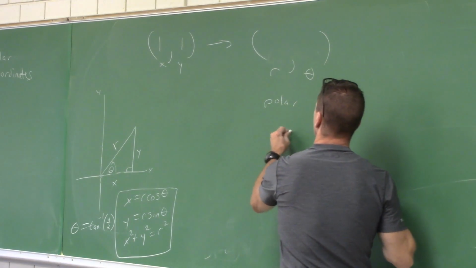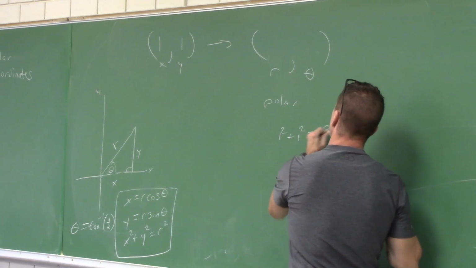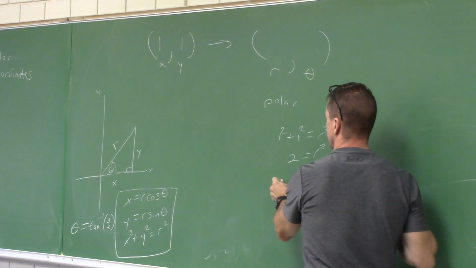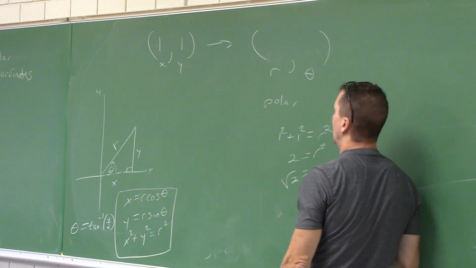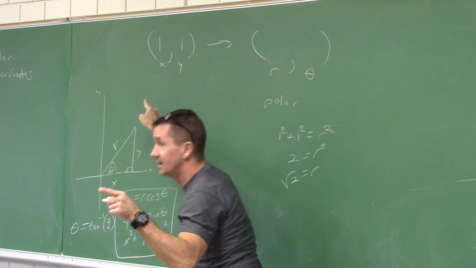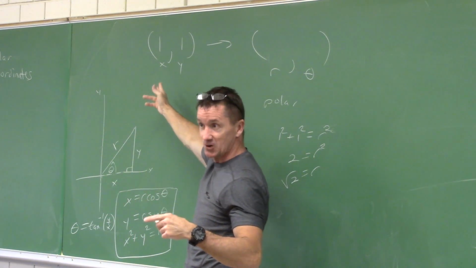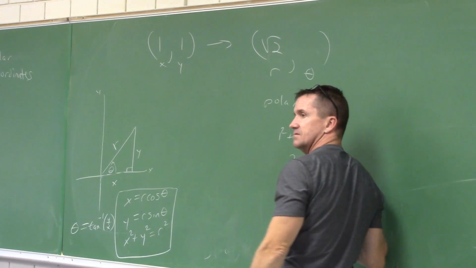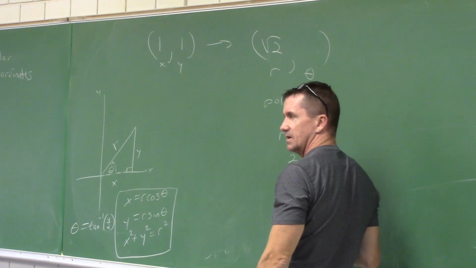So 1 squared plus 1 squared equals r squared. R squared equals 2. R would equal plus or minus a what? Square root of 2. Now I said plus or minus, so I'm going to use the plus because that's in the first quadrant. So I'm just going to go r radius of square root of 2. Cool. Now how do I get theta?